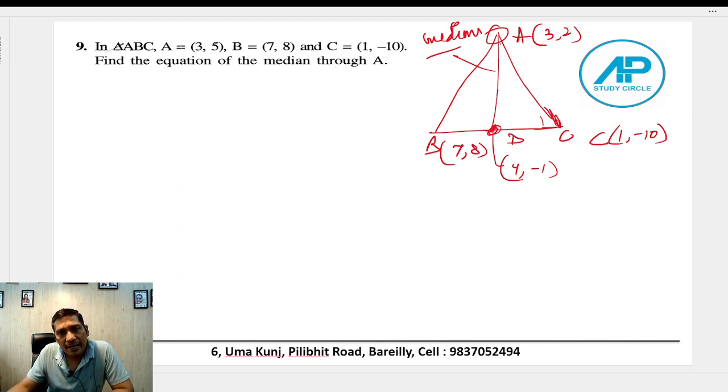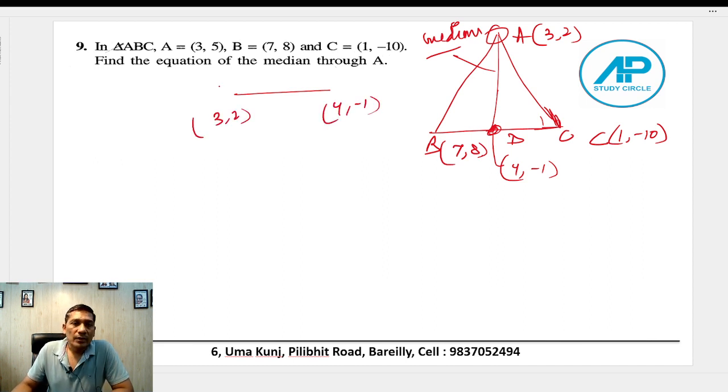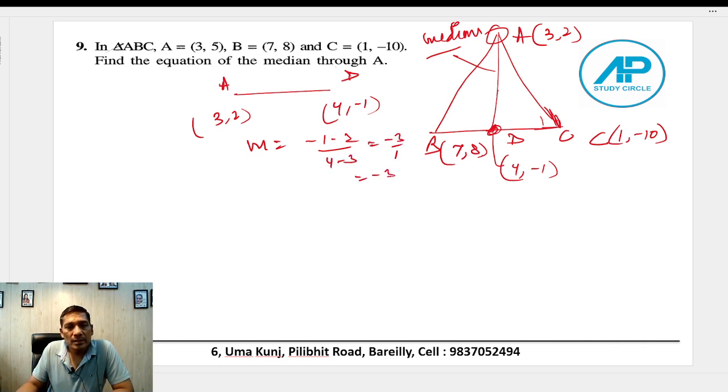अब मेरे पास लाइन AD के दो एंड पॉइंट्स हो गए, 3,2 एंड 4,1. ये पॉइंट A है ना. आपको पता है क्या करना है, आपको स्लोप निकालना है, -1 -2 अपॉन 4 -3. -3 is the slope m, so slope is -3 for this line.